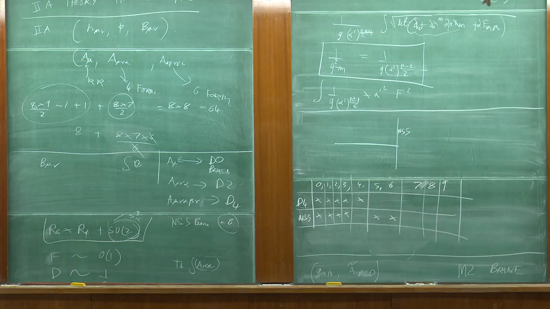Such a configuration turns out to preserve 1/4 of the supercharges of your theory. How and why? So 1/8 of 32. Sorry, 1/4 of 32. So 8 supercharges. Exactly what we want for n equals 2 theories.